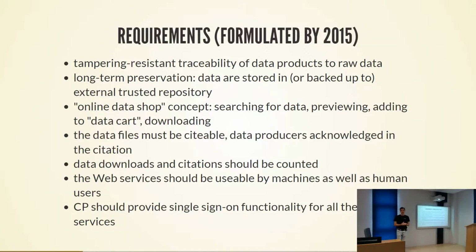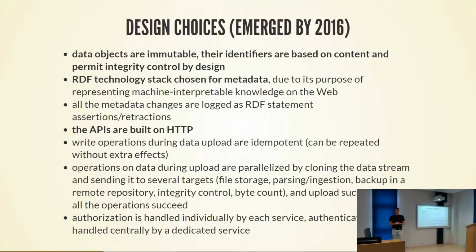Those were the requirements and the big idea, and here are the technical design choices that had already emerged by 2016 actually. So one idea, going back to tamper resistance, was to make the data objects immutable and make the identifiers based on a cryptographic hash sum of the content. This way, if you publish the identifier, because it is cryptographically strong, you can always later say, well, this is the identifier, it has been published in the past.